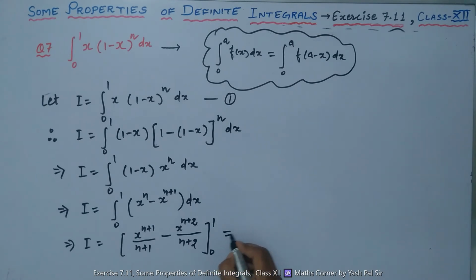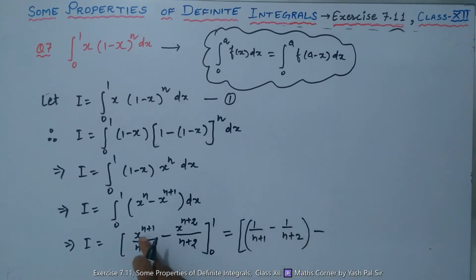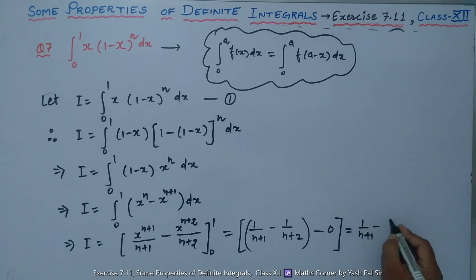So this way, first of all put the upper limit, then this becomes 1 upon n plus 1 minus 1 upon n plus 2, minus the lower limit makes everything 0. So this way the question becomes 1 upon n plus 1 minus 1 upon n plus 2.